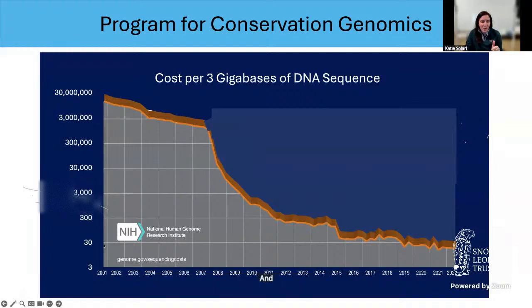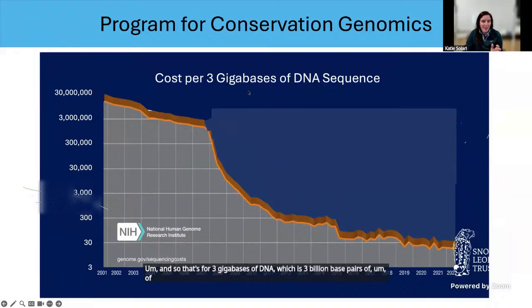And in 2001, this cost $30 billion. And in 2022, this cost $30. And today, in 2026, we're paying closer to this $3 mark. And that's for 3 gigabases of DNA, which is 3 billion base pairs of DNA information.